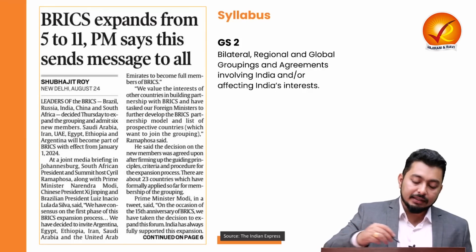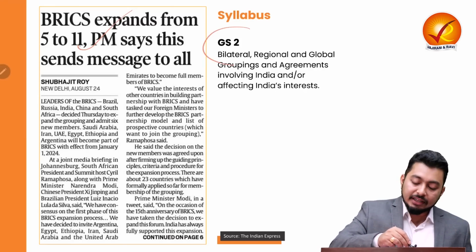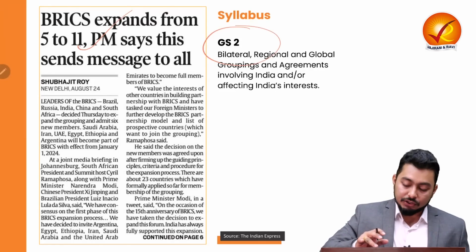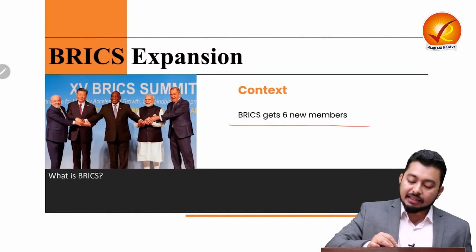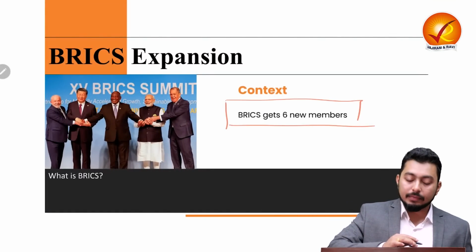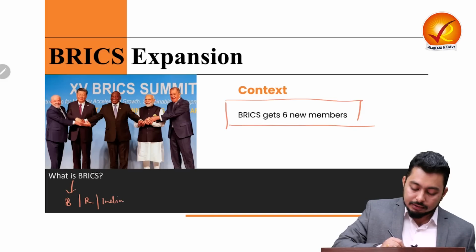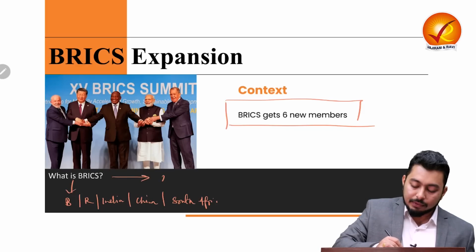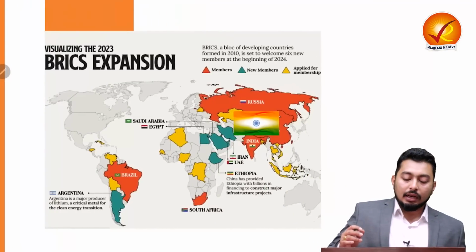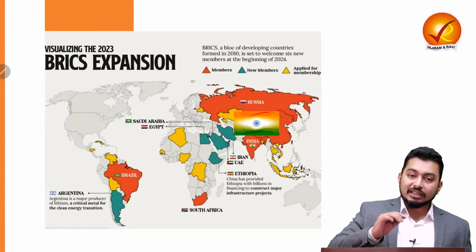Now we look at the BRICS expansion. This pertains to GS2 international relations. Here BRICS gets 6 new members. And what do we mean by BRICS? It is a grouping of Brazil, Russia, India, China and South Africa, which took shape in and around 2009 and 2010. Now, we have got 6 new members.